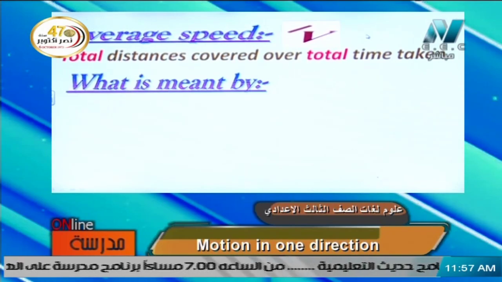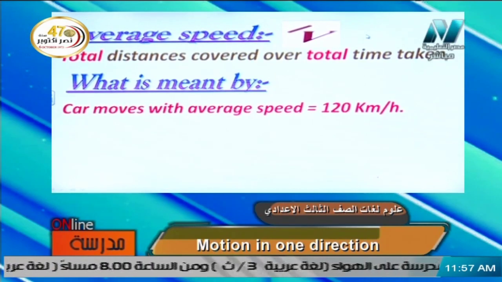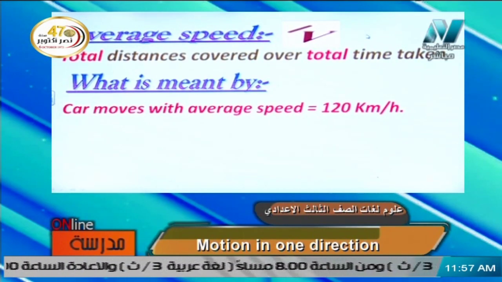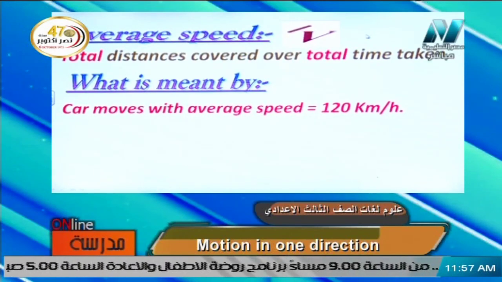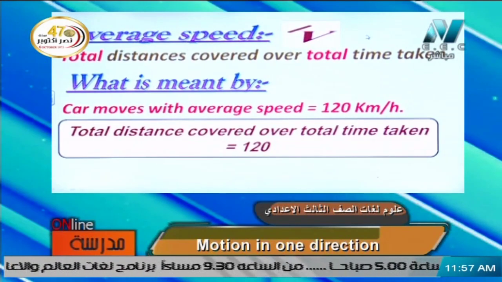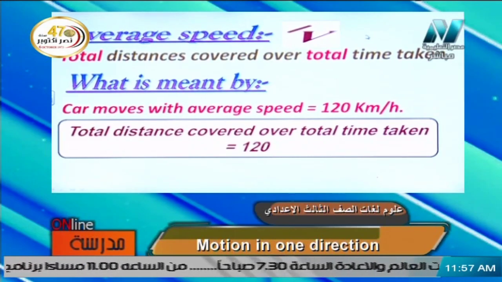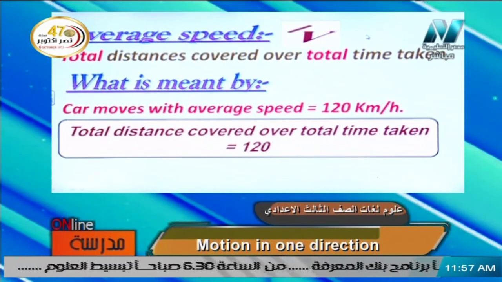For example, what is meant by a car moves with average speed equal 120 kilometer per hour? So we talk about the definition of average speed: total distance covered over total time taken equal 120 kilometer per hour. So now we can use the numbers inside the definition.